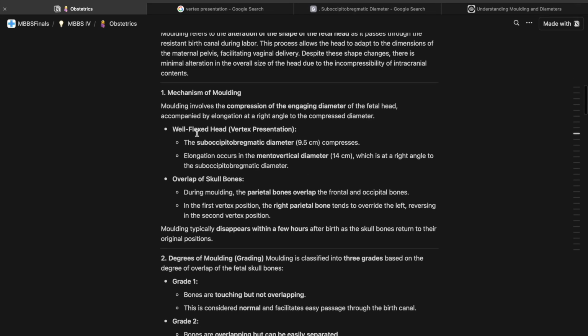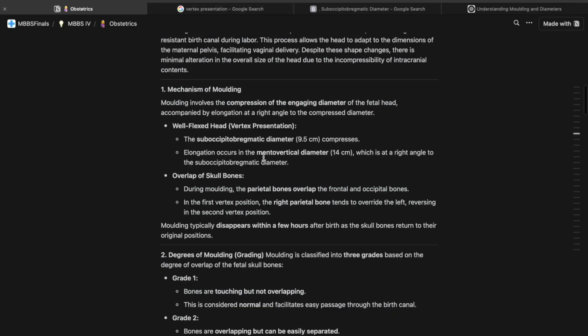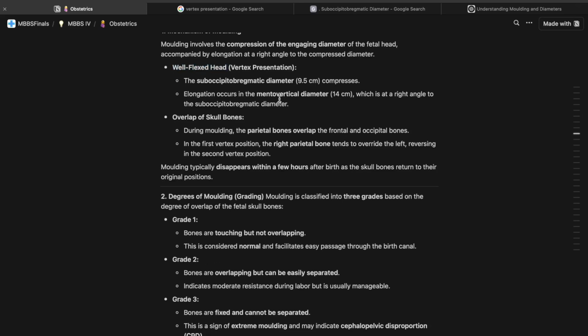So mechanism. This is what we learned on ChatGPT. Molding involves compression on the engaging diameter of the head, accompanied by elongation at right angle to the compressed diameter. So the compressed one is the engaging, suboccipito-bregmatic, suboccipito to the bregma, and at right angle is verticomental. This engaging suboccipito-bregmatic is in the vertex presentation, in case of a well flexed head. If you flex nicely, that is what happens. The mentovertical diameter, which is usually 14 centimeters, is the one that increases in length.